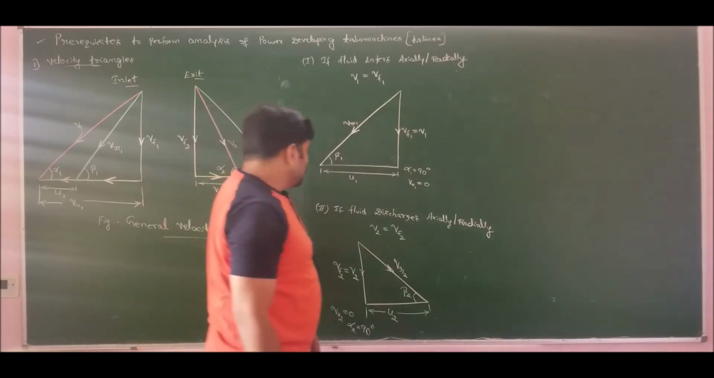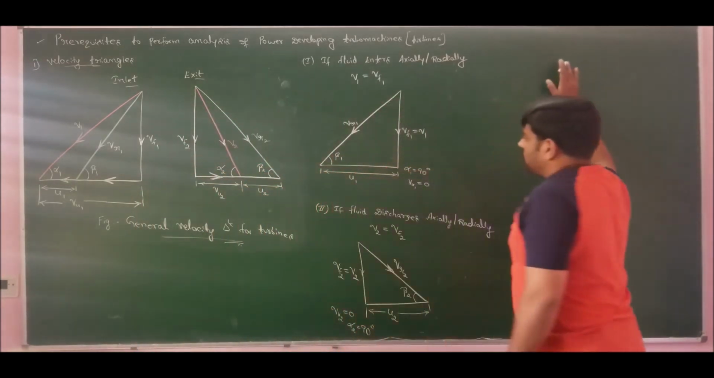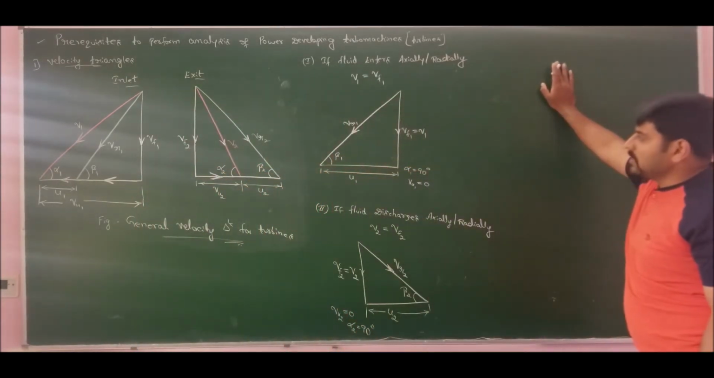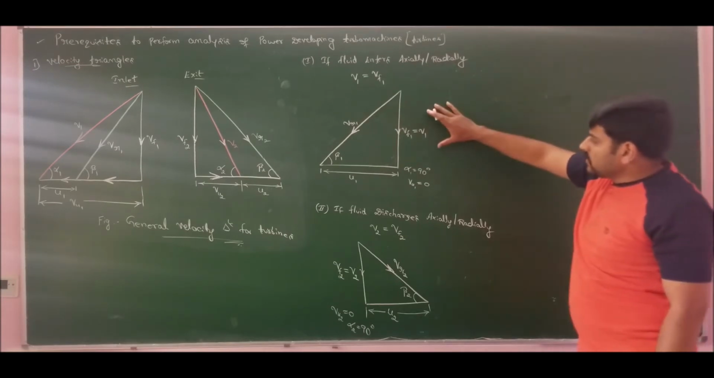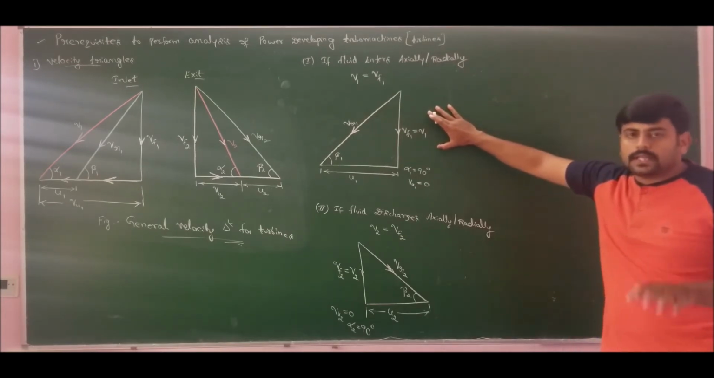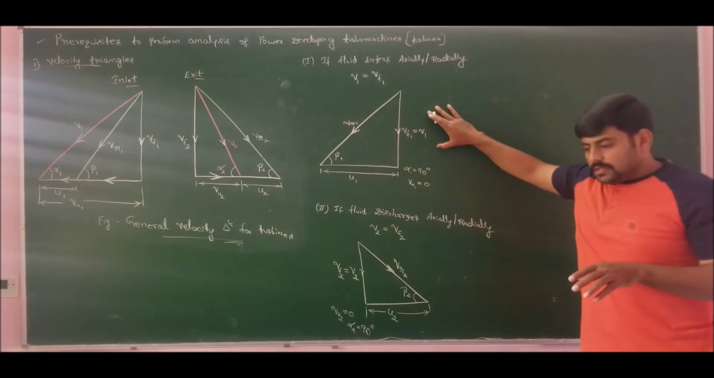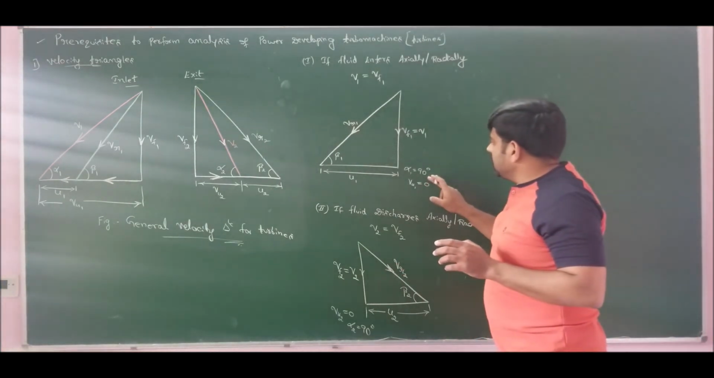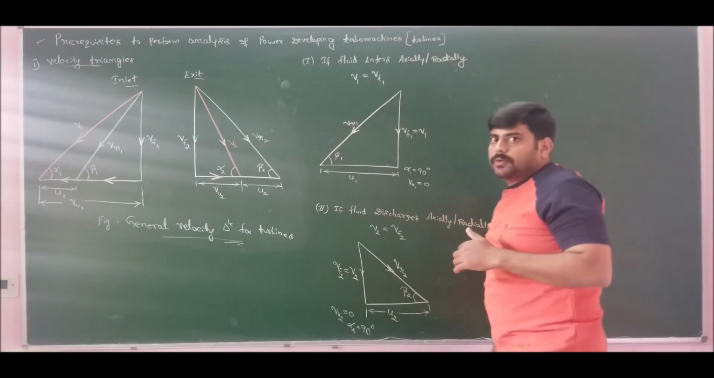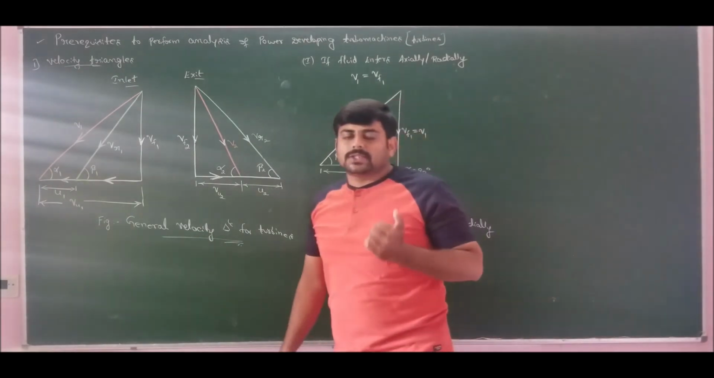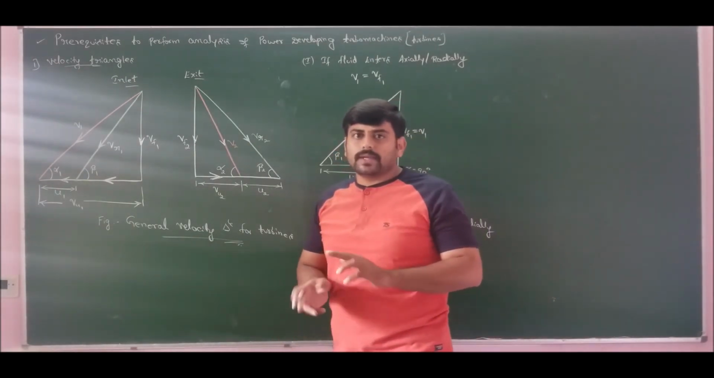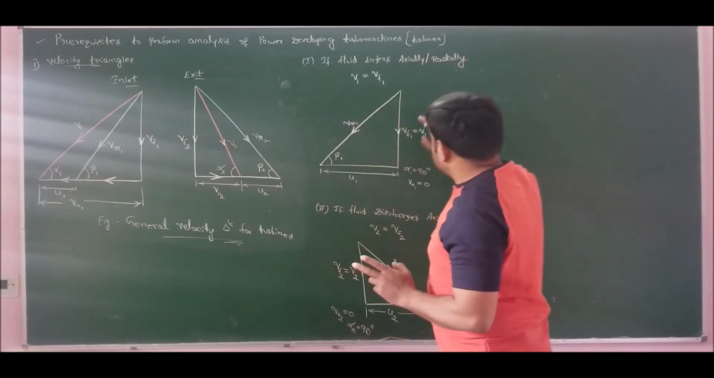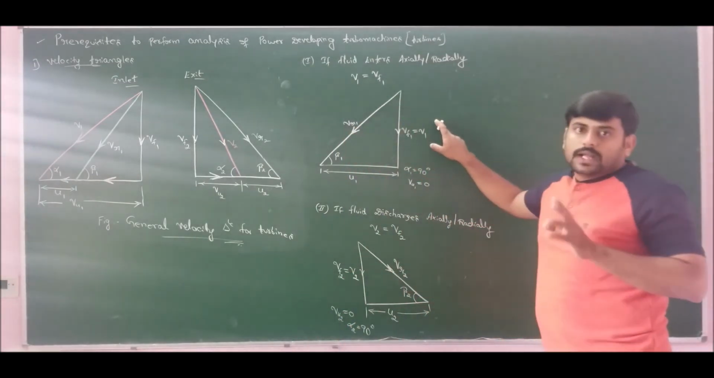Before moving to case 3, one careful observation is that the case 1 velocity triangle cannot be for a turbine. I think you got the point, because if alpha 1 is 90 degrees, then there will not be any contact between the working fluid and the vanes or blades. So therefore there will not be any energy transfer. So this velocity triangle can never be for a turbine.